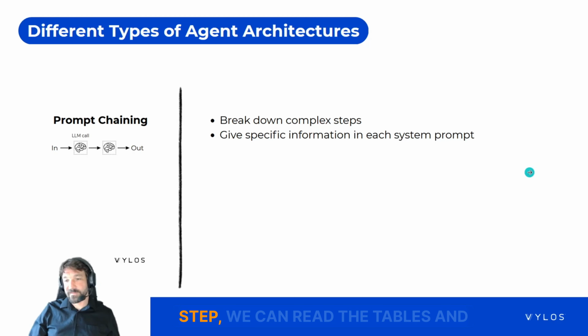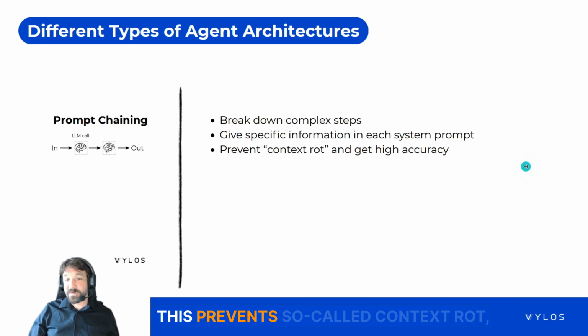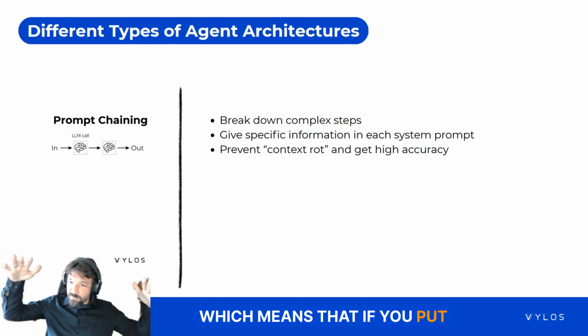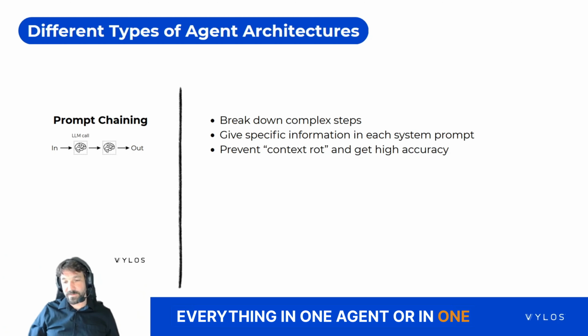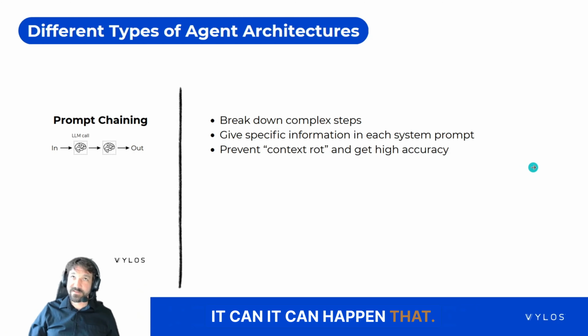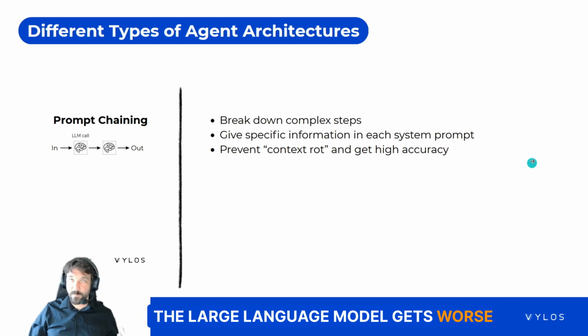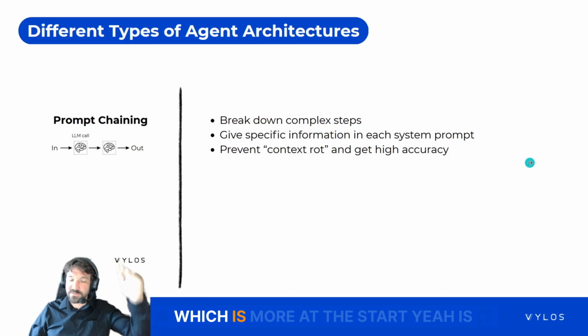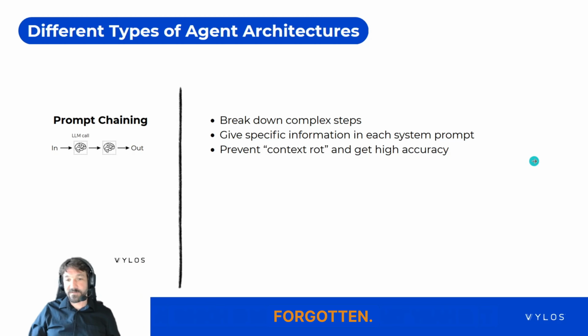Like in the first step, we can read the tables and break it down in system prompts which are highly specialized. This prevents so-called context rot, which means that if you put everything in one agent or in one large language model system prompt, it can happen that the large language model gets worse in performance and context, which is more at the start, is forgotten.